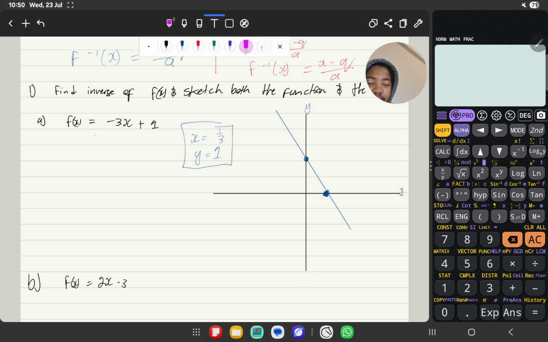So for the inverse function, let's start by swapping. So you have y equals, then we swap them. Now we write y as the subject of the formula, we have 3y.